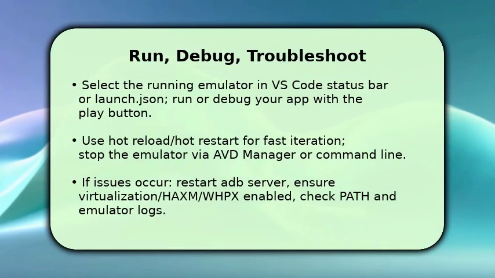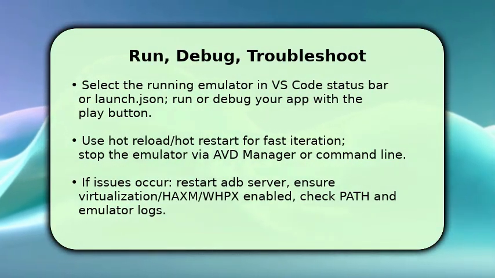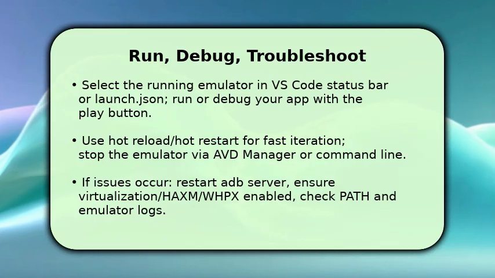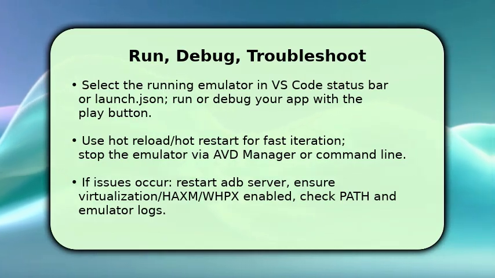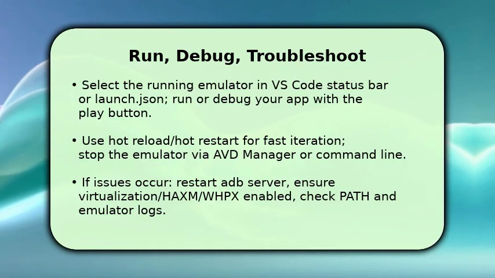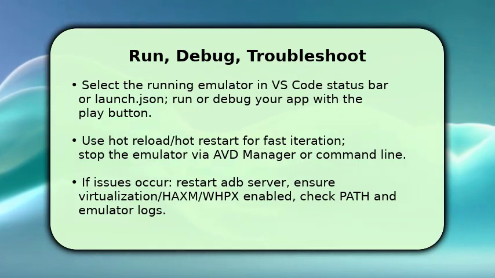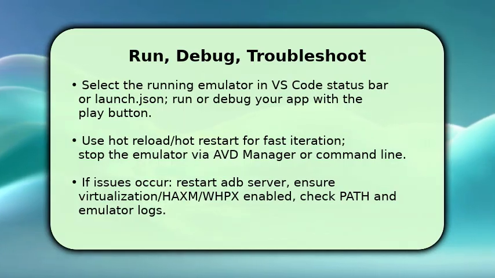Finally, connect VS Code to the running emulator. Choose the device in the status bar or configure launch.json and hit run or debug. Use hot reload or hot restart for quick code iteration. When finished, close the emulator from AVD Manager or via the emulator window.